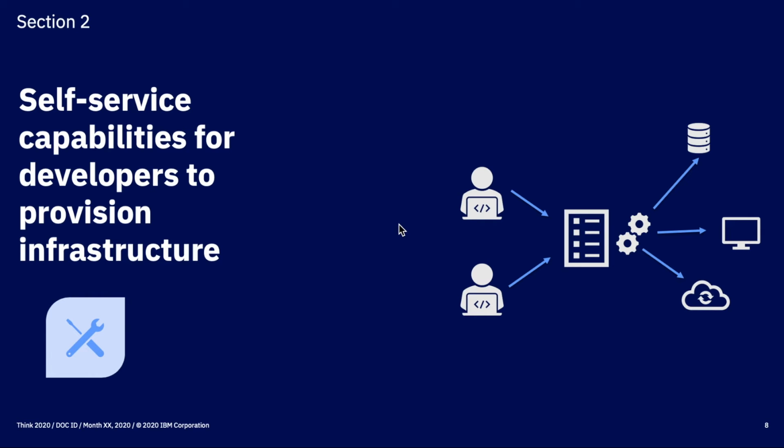Now let's talk about some of the self-service capabilities that we are bringing to the Cloud Pak for multi-cloud management. Why do developers need self-service capabilities? Oftentimes, development teams are constrained by the dependency on IT ops to provision infrastructure so that they can push their code. By having self-service infrastructure provisioning capabilities, developers can push code to production with velocity and less friction.